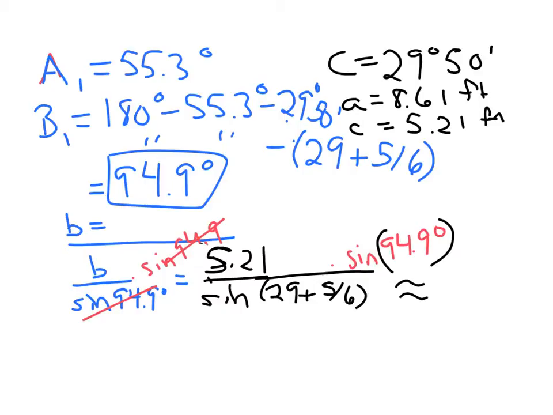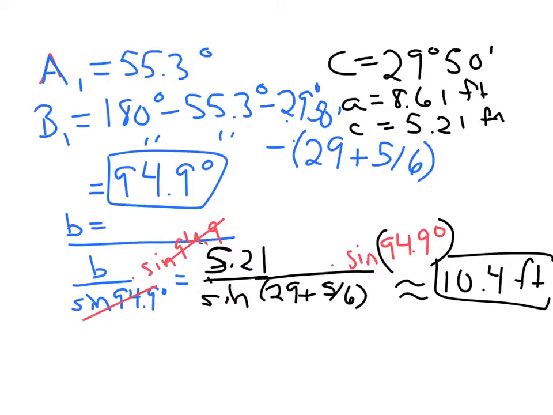But when you enter all this into a calculator, you should get, let me see if I have it in my notes. Oh, I didn't write it down. Okay, let me crunch these numbers real quick. Make sure that you're in degree mode. Sorry about that, 10.4, about 10.4. And these are feet. And there's one complete solution.